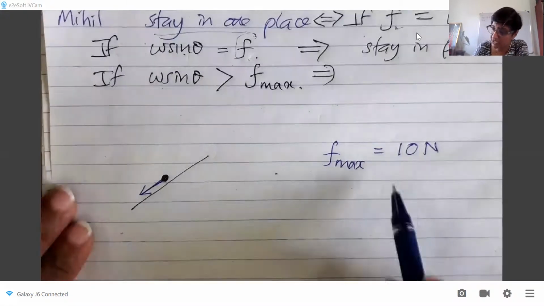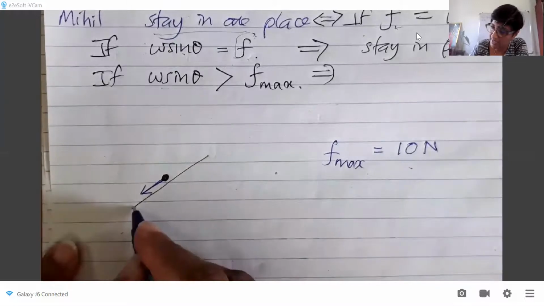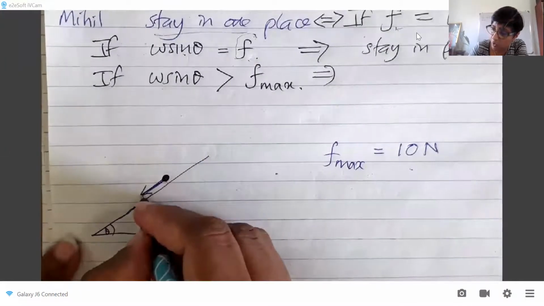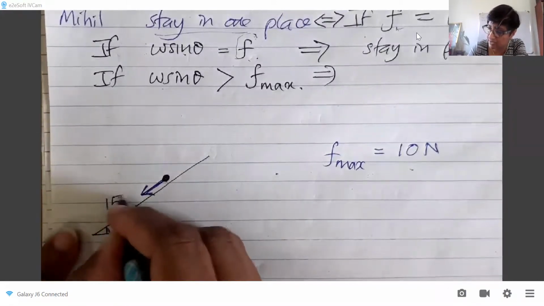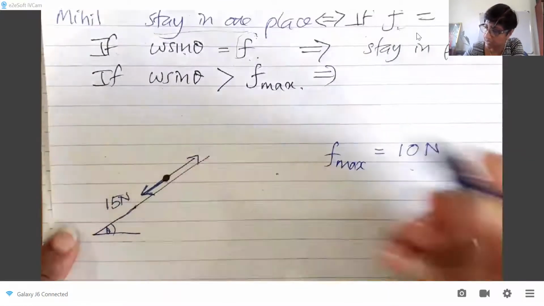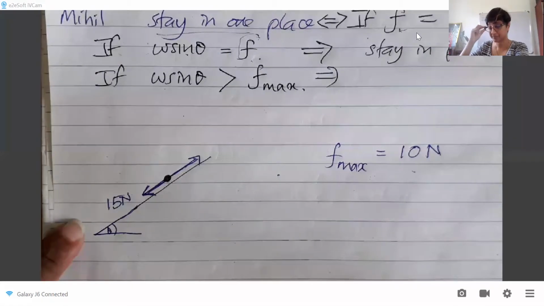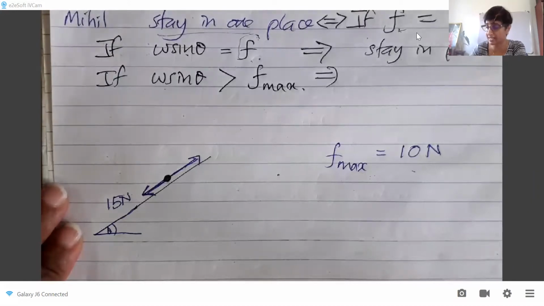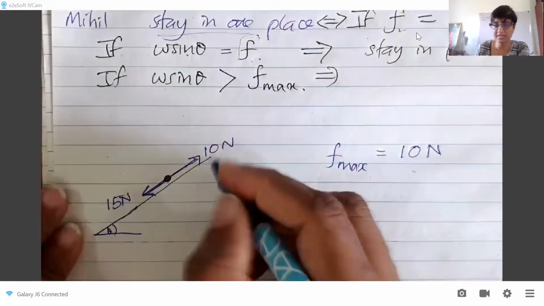If the maximum friction that can act between two surfaces is 10, and according to the angle in the slope, the component of the weight is, say, 15 Newtons, what would happen to the object? If the component of weight is 15 and the maximum friction is 10, the friction will stop at 10. In this scenario, what will happen?